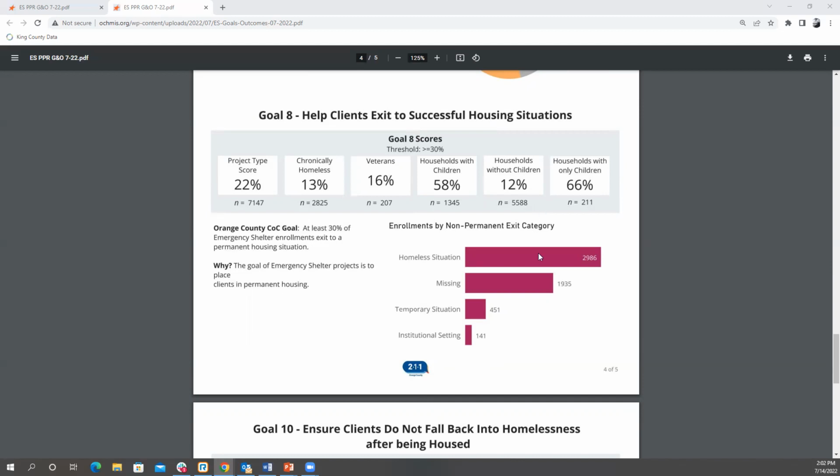Of those that are not exiting to permanent housing, 54% are exiting to homeless situations, and then another significant proportion are exiting to missing. And a lot of that is likely due to clients disappearing and not completing an exit interview with their case manager, which is also likely impacting the income measure.